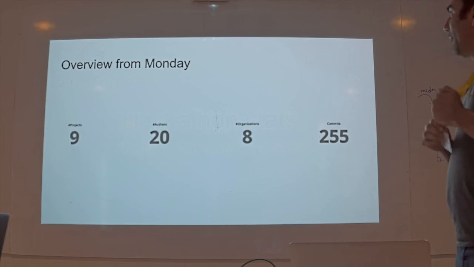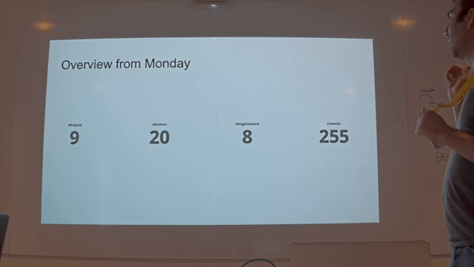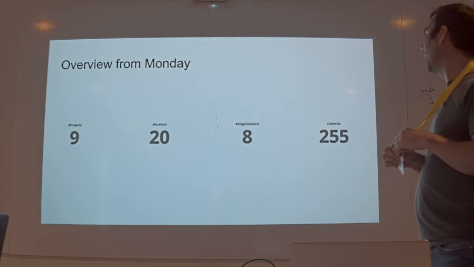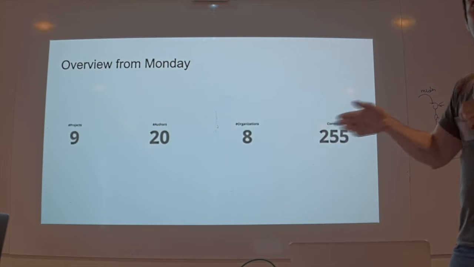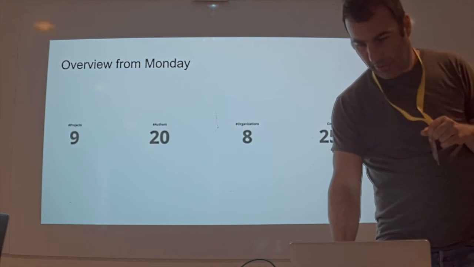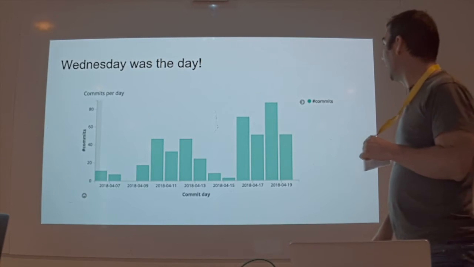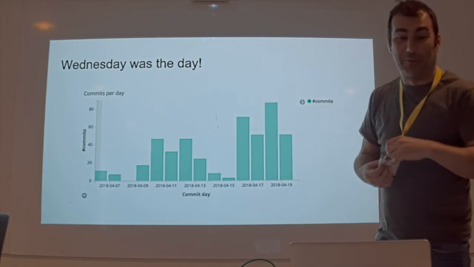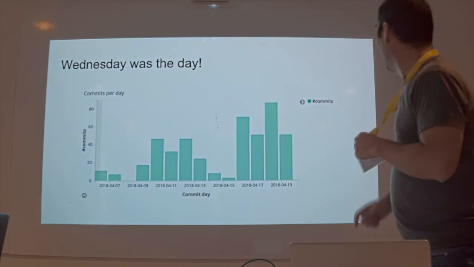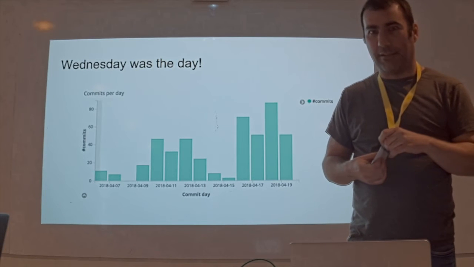So, an overview from Monday. Basically we've been working on 9 projects involving about 20 authors, 8 organizations, and 255 commits until half an hour ago, more or less. Well, you can see the trend this week. You can tell something was going on, and Wednesday was the big day.